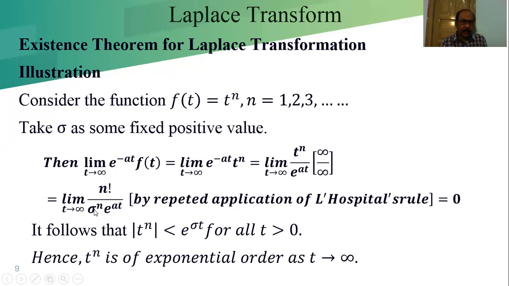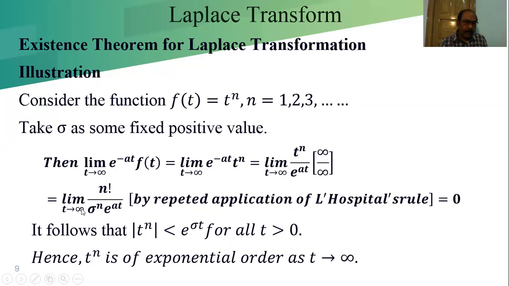This is sigma. Instead of using here the a, this should be the sigma, otherwise a we can say. So this should be a to the power n e to the power at. Since it is a, this should be a to the power n by repeated application of the L'Hospital rule.